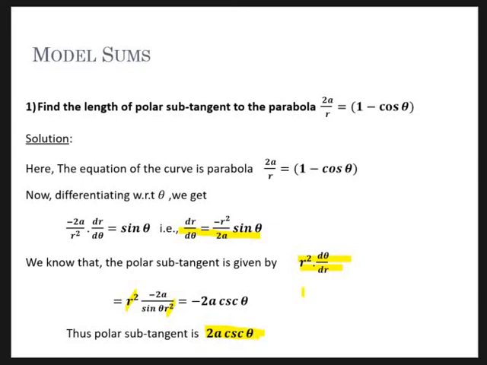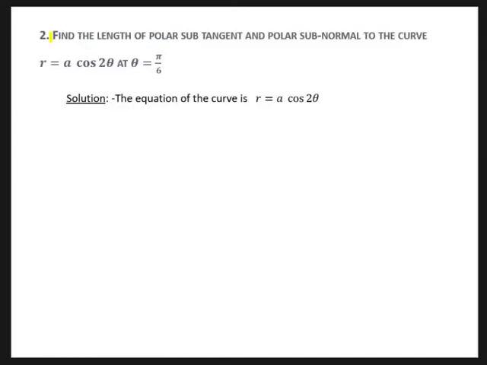So we will work out one more problem. Problem 2. Find the length of polar subtangent and polar subnormal to the curve r is equal to a into cos 2 theta at theta is equal to 5 by 6. Here the given equation of the curve is r is equal to a cos 2 theta. Differentiating this with respect to theta, we get dr by d theta is equal to a into minus 2 sin 2 theta. This is the value of dr by d theta.